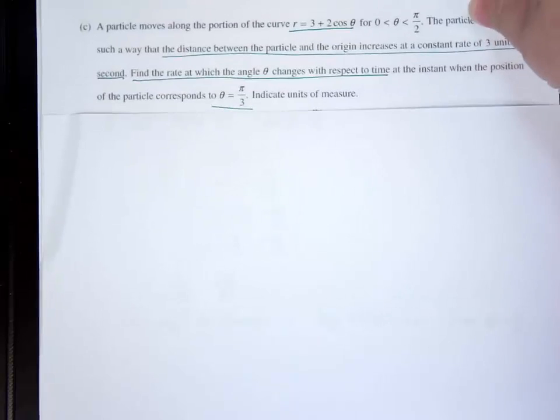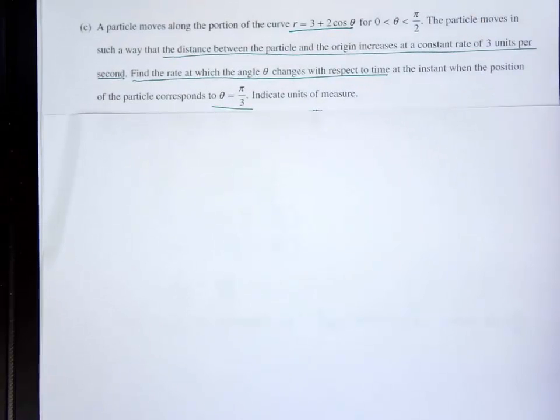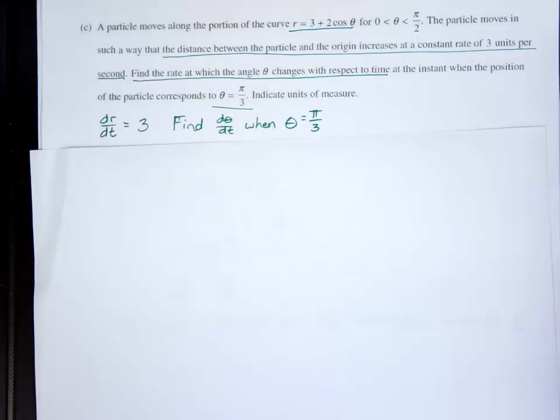Part C. A particle moves along a portion of this curve from 0 to π/2. The particle moves in such a way that the distance between the particle and the origin increases at a constant rate of 3 units per second. That looks very intimidating. However, if you just think, the distance between the particle and the origin is known as r. It's just the radius. So dr/dt is 3.